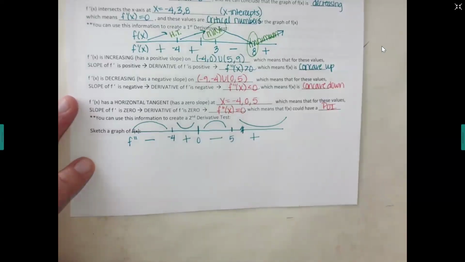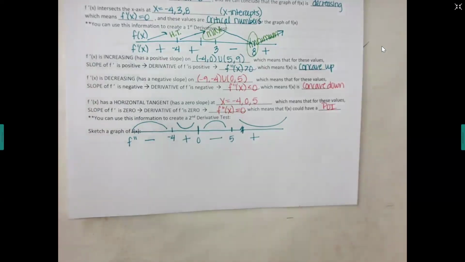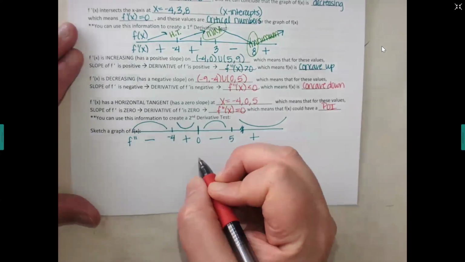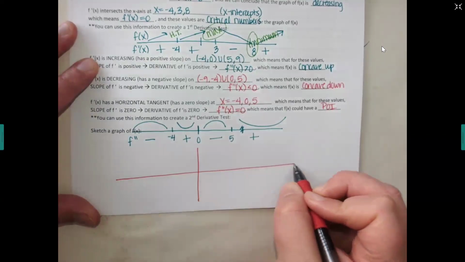So with the first and second derivative test, that's enough information for me to sketch what f of x must have looked like. So we did a tiny bit of this last class, and we're going to finish this today. So draw yourself a little graph here.